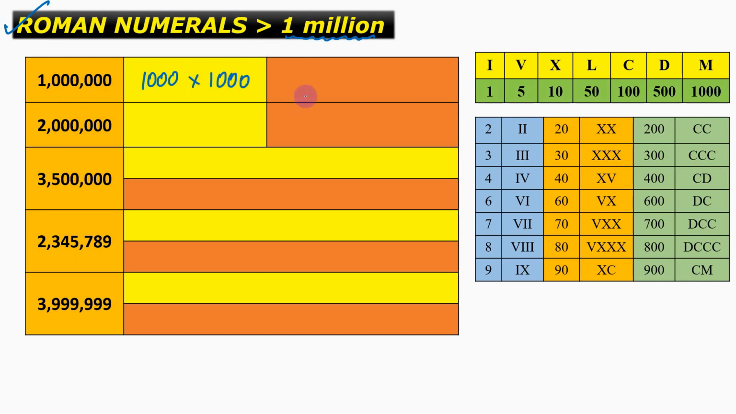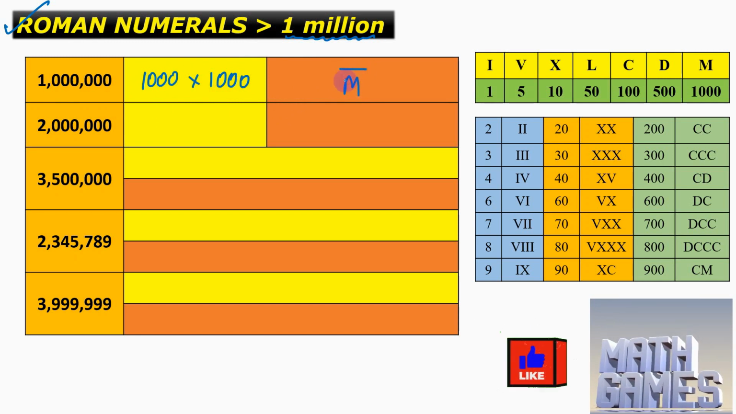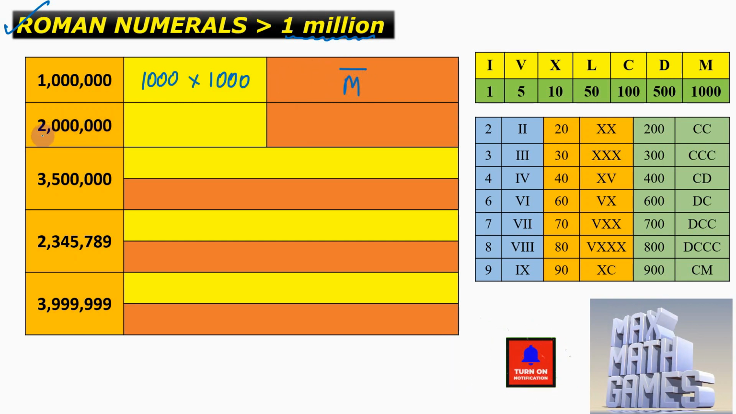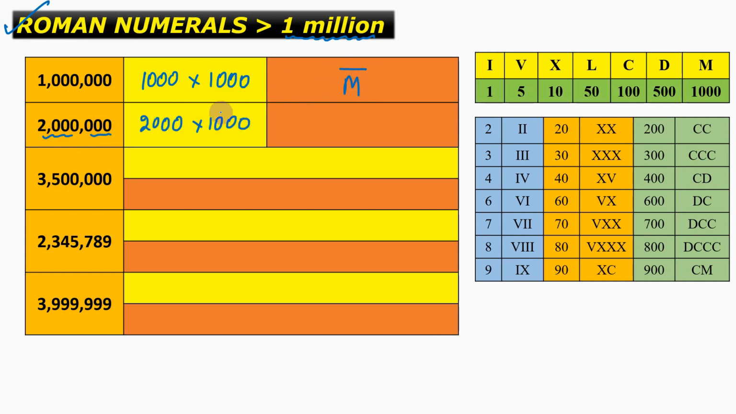Okay, and hence we can write it as M, that is 1000, and a bar on top of it signifying 1000 into 1000. Again we write 2000 into 1000. So we write it as 2000 into 1000 for 2 millions. So this will be MM, this is 2000, and then a bar on top of it signifying 2 millions.